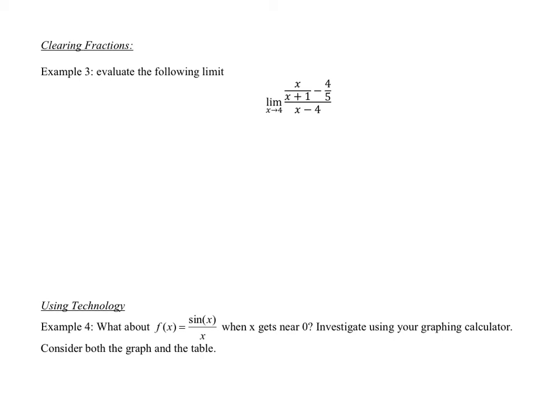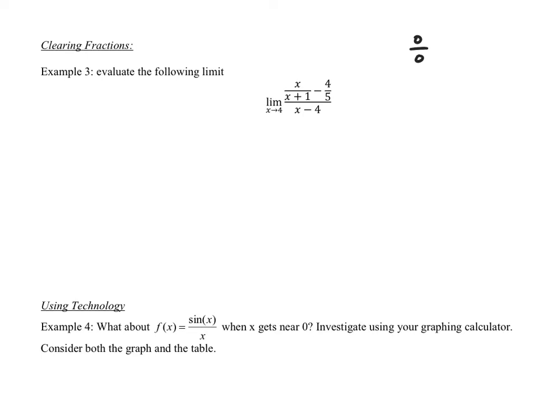All right, let's look at this third method called clear fractions. First of all, if I were to look at this limit and plug in 4, everywhere I see an x, I get 4/5 minus 4/5, which is 0, over 4 minus 4, which is 0. So you can tell again, we got an indeterminate form, more work to do.